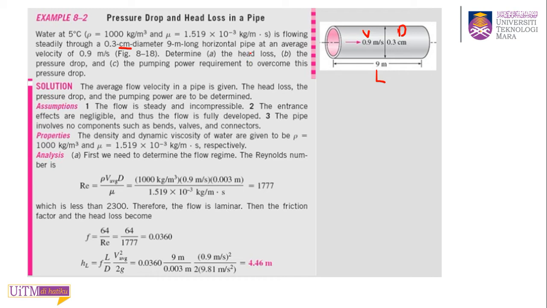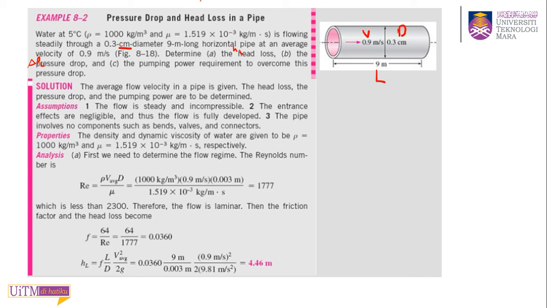So this is your major loss, and the pressure drop. Head loss here is the total of major losses and minor losses. But because this pipe doesn't have any other piping system, no connections, there are no minor losses. It's only major losses due to the friction. And they ask you to calculate the pressure drop as well. This is the head loss, HL, and the pressure drop, delta PL. And the pumping power requirement. They ask you to find the pumping power requirement to overcome this pressure drop.